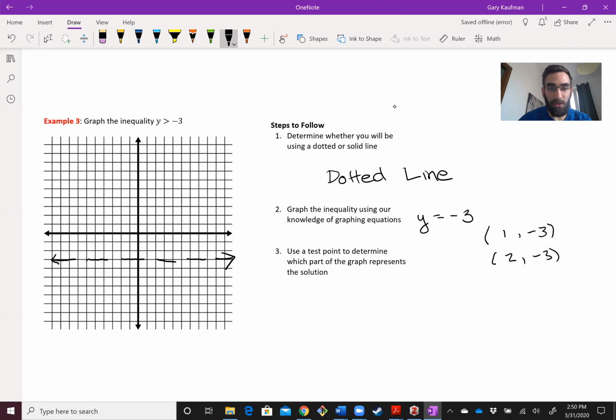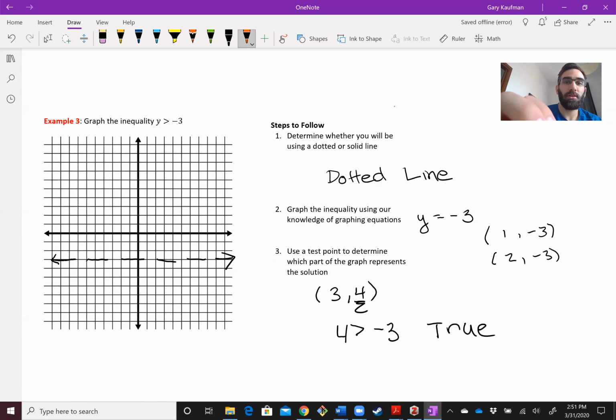Now, this is one of the few that I will not require you to have a test point for. I have it here, and you can easily check it. For example, if I use the ordered pair 3, 4, the y is the only thing I could plug in. 4 is greater than negative 3. Well, that's true. But because it is vertical, we know greater is above. So I'm shading up here. So there is my inequality.